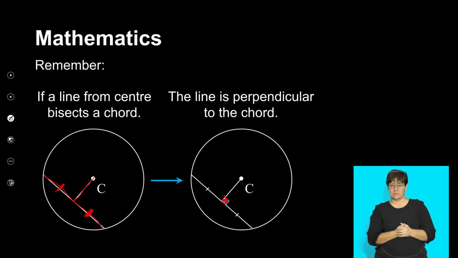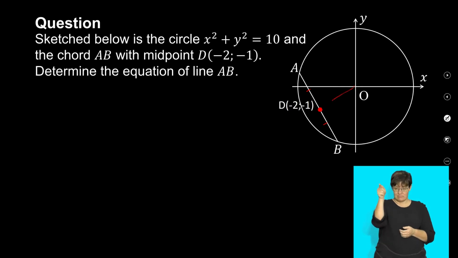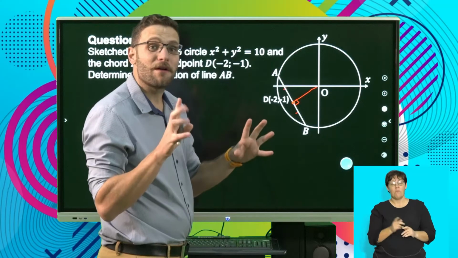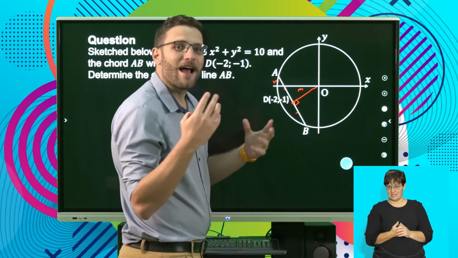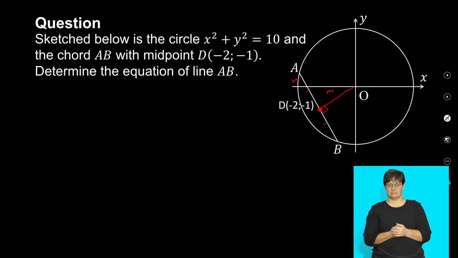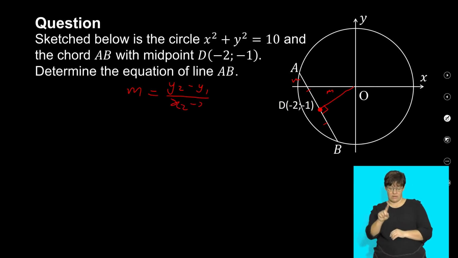Now, let's see how that's going to help us with this question. So let's go back to the question. What the question told us is that D is the midpoint of this line. If I draw a line from the center of the circle to the midpoint, what I know is that this line is perpendicular. Now this is great because, if you remember, we spoke about perpendicular lines in a previous lesson. If I can work out the gradient of the line from the center, then I can work out the equation of line AB, because those are perpendicular lines, and then I can go from there. So the gradient formula is this. We discussed that in previous lessons.